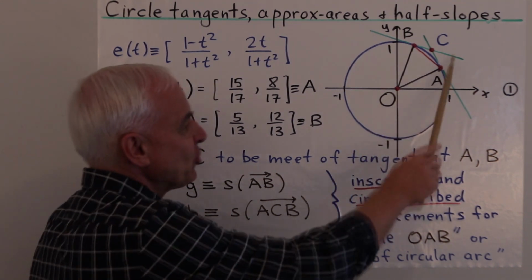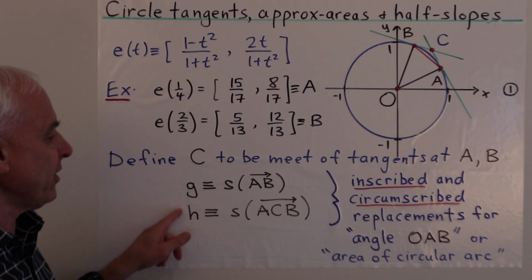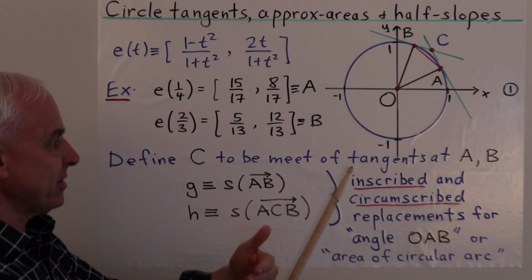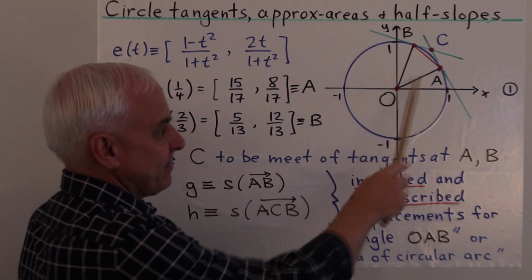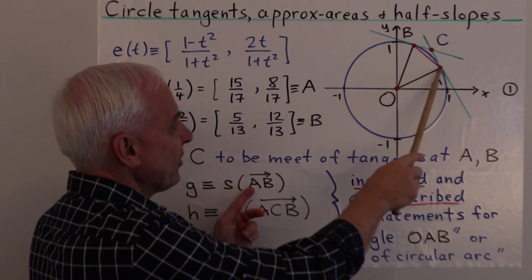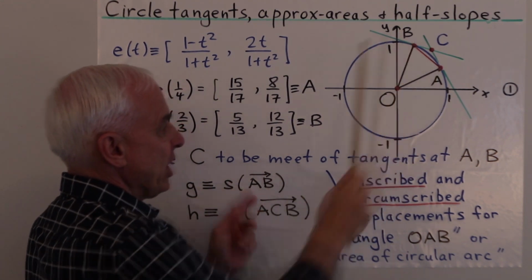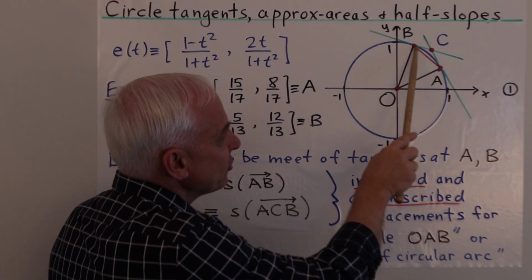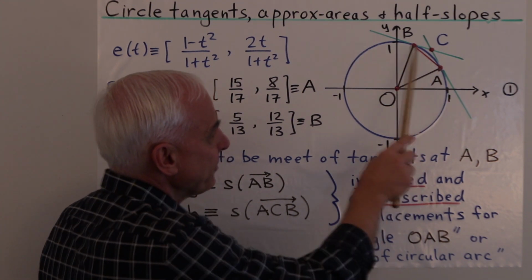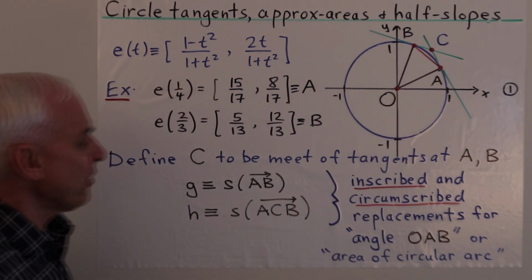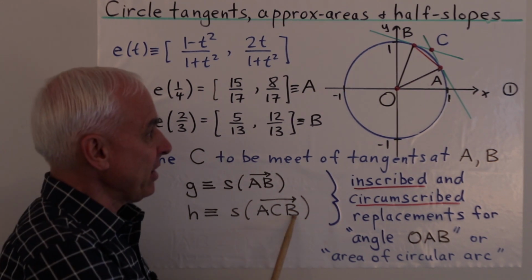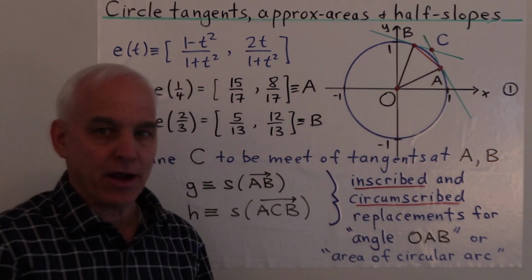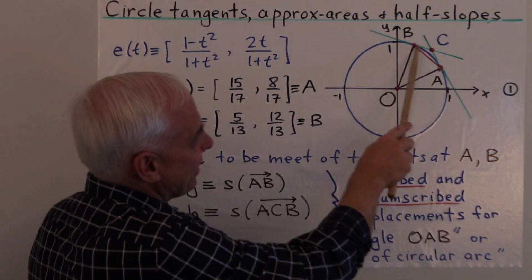All right, so now in terms of this geometry, we're going to define 2 quantities. Let's call them G and H. G is going to be an inscribed polygonal path, or its signed area: the signed area of the side AB, the oriented edge AB. In other words, that's the oriented little triangle OAB. And H will be the signed area of the spline ACB. That's ACB. So that's that bigger quadrilateral area that's containing this arc.